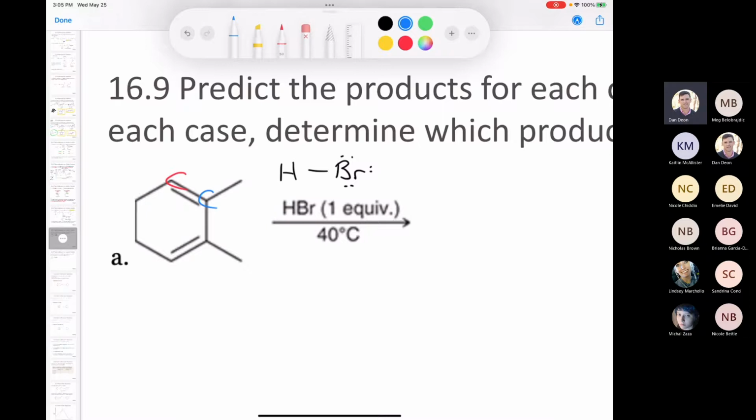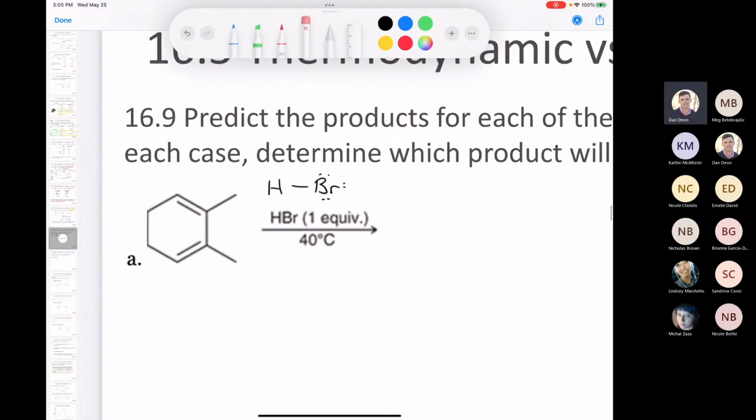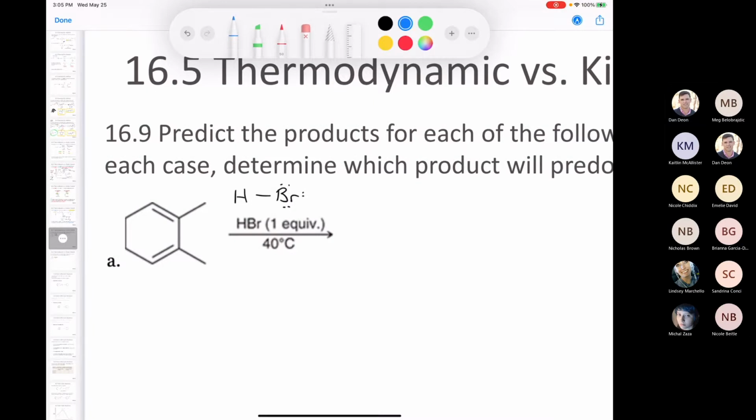Well, if I want an allylic carbocation, that means I would want to have the positive charge here to make an allylic carbocation, which means I would want to add the proton to the red carbon. So let's draw a mechanism that shows the proton being added to this carbon, which is going to give us an allylic carbocation. So let's draw that allylic carbocation, which is going to look like this. Keep in mind that we already added this proton here.